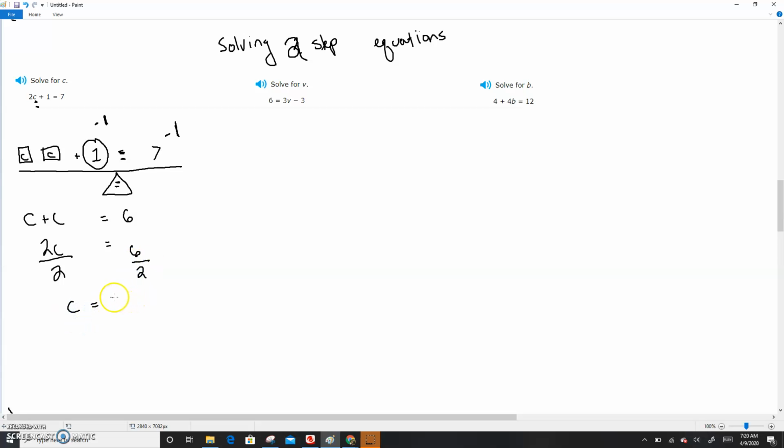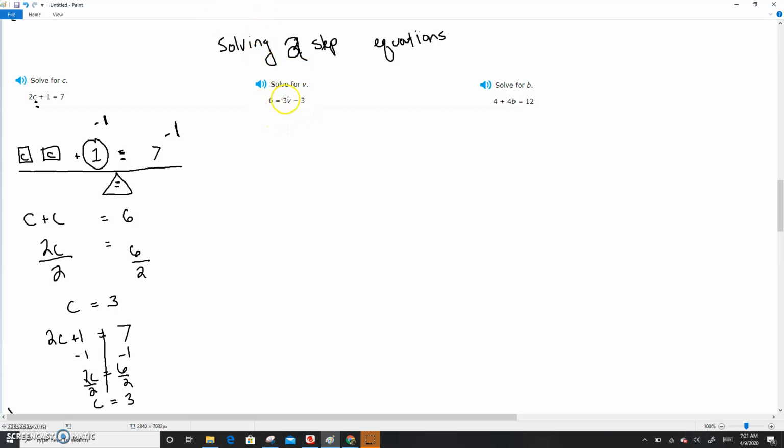C equals 3. Now, some of you might not like this balance method and prefer something more direct. We can make that happen. We have 2c plus 1 equals 7. I'm going to draw a line down the middle to make sure that whatever I do over here, I do over here. First thing I'm going to do is get rid of this 1 from both sides. I have 2c equals 6. Then I'm going to divide by 2 on both sides. And I get c equals 3. Either of these methods are totally fine. They're actually the same method. It's just a different way of writing the information down.